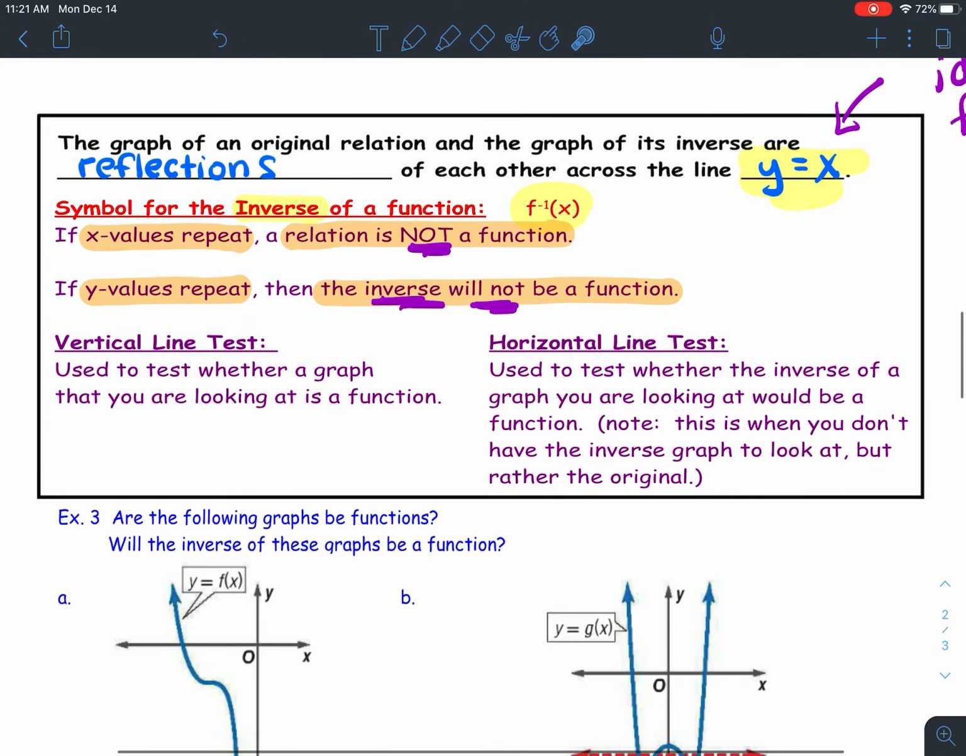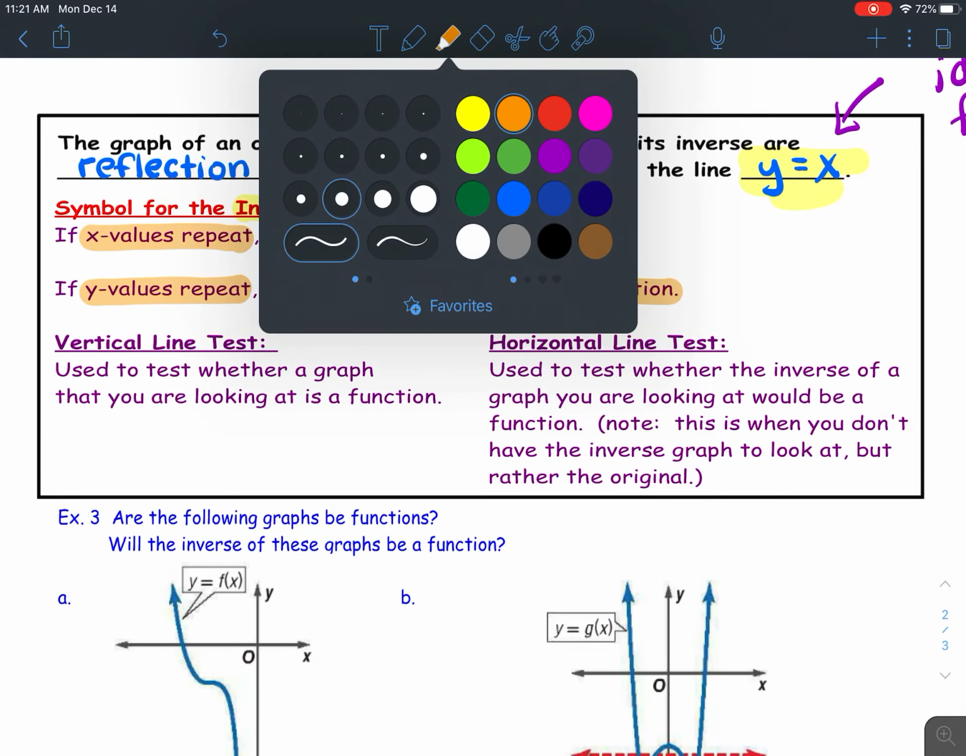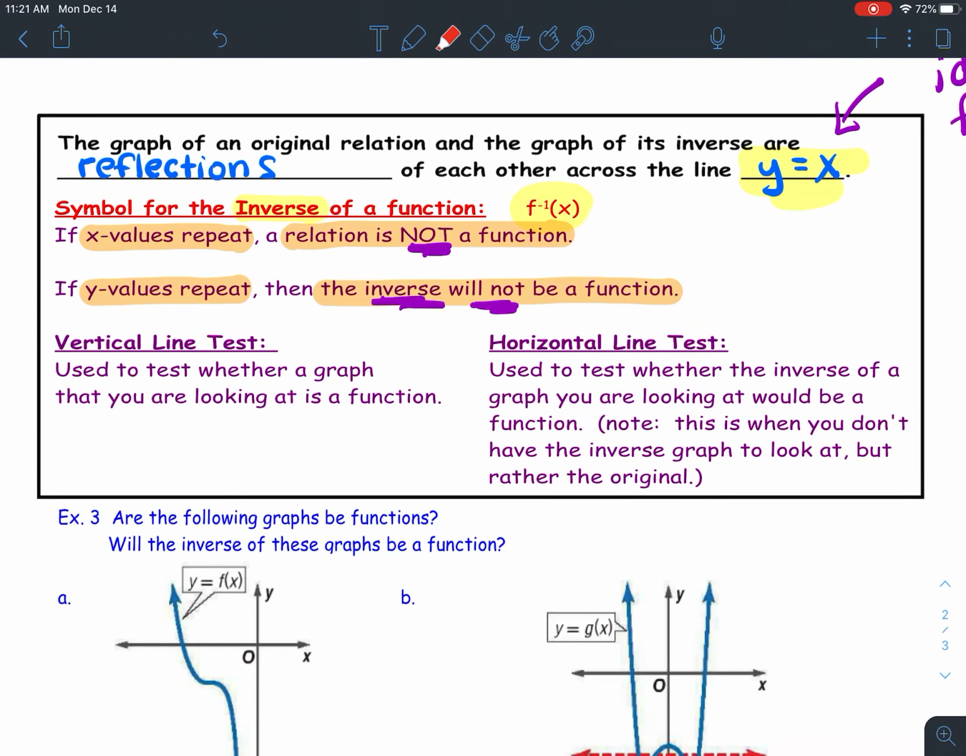And so we have these two tests. I know that we learned this first test in chapter 2, and that was the vertical line test, but you should only use the vertical line test if you are actually looking at the graph and you're asked, is this graph that you are looking at in front of you a function? Okay, the vertical line test basically tests for repeating x values. So if you're asked, hey, is this graph a function? Then just apply the vertical line test.